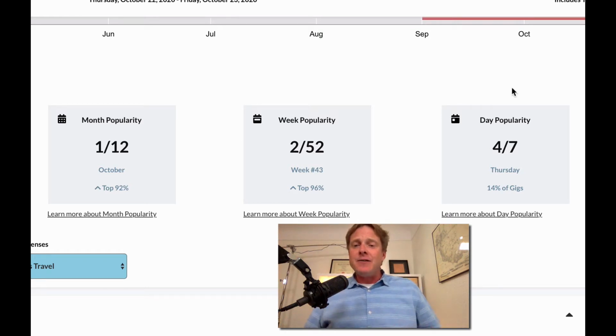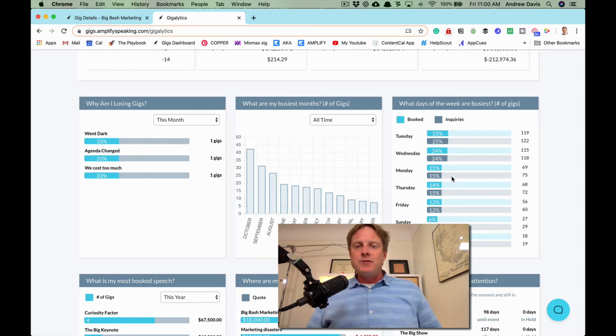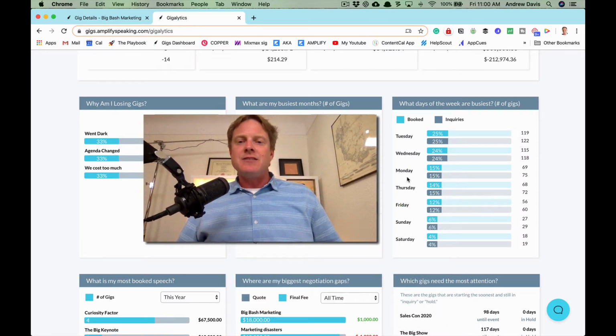So right now, this gig on October 22nd, which is a Thursday, going to Friday the 23rd, it uses Thursday, always the first day of the event, to determine the day popularity. And it says that 14% of the gigs are booked on this day, and it's the 4th day out of 7. Now, if you want to know what the other 3 most popular days are, Tuesday, Wednesday, and Thursday here in Gigalytics will show me that.